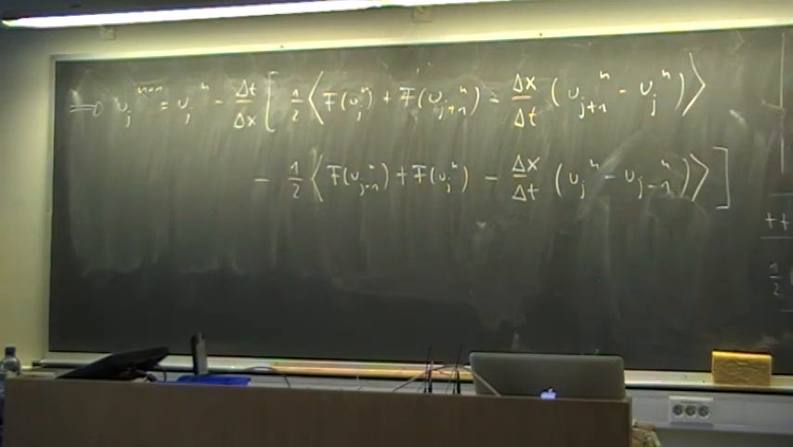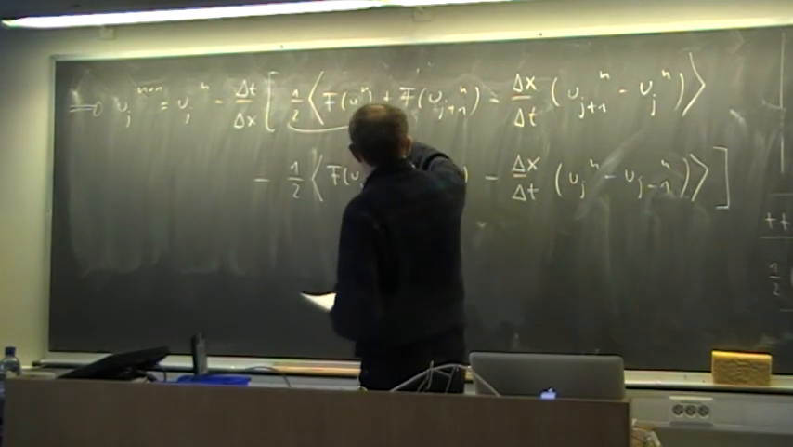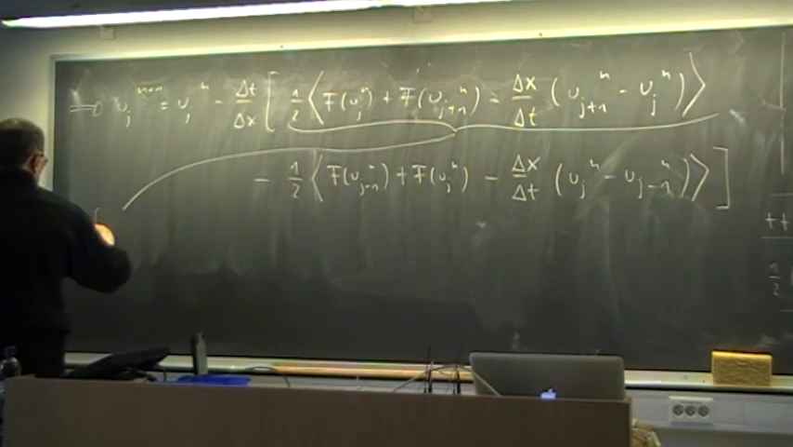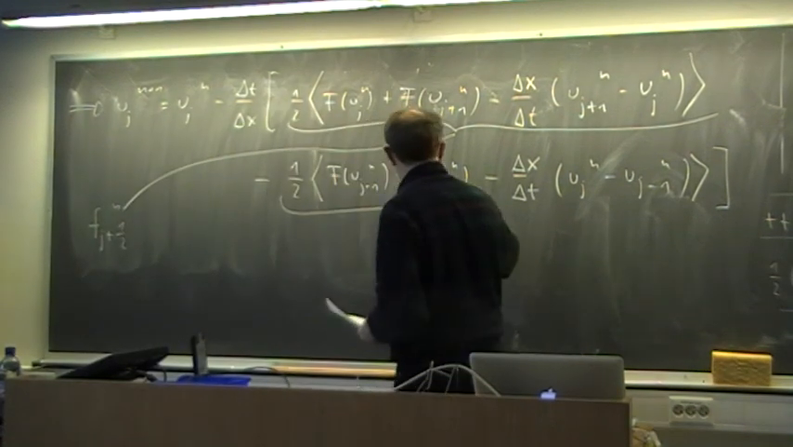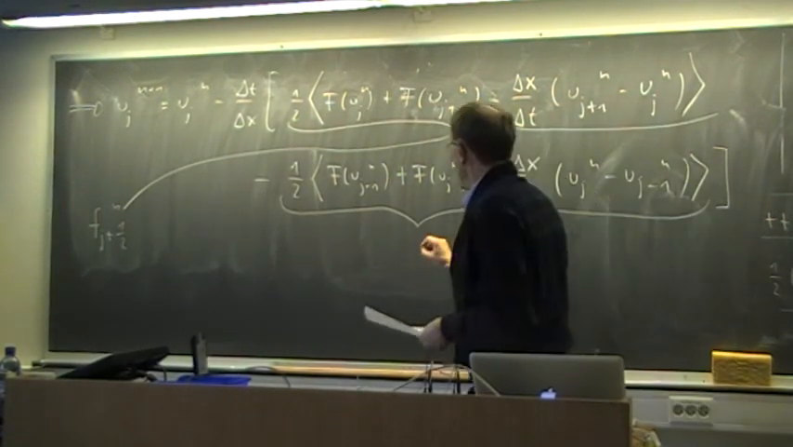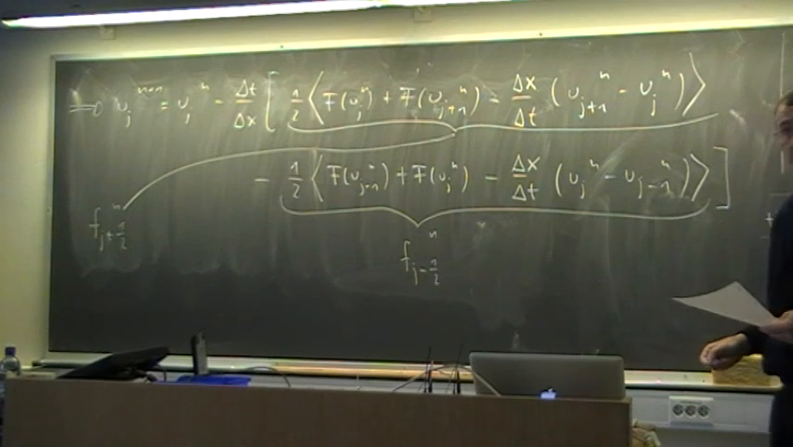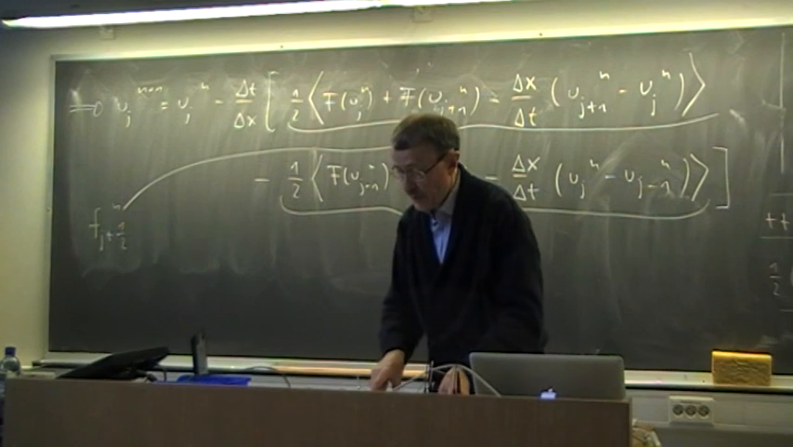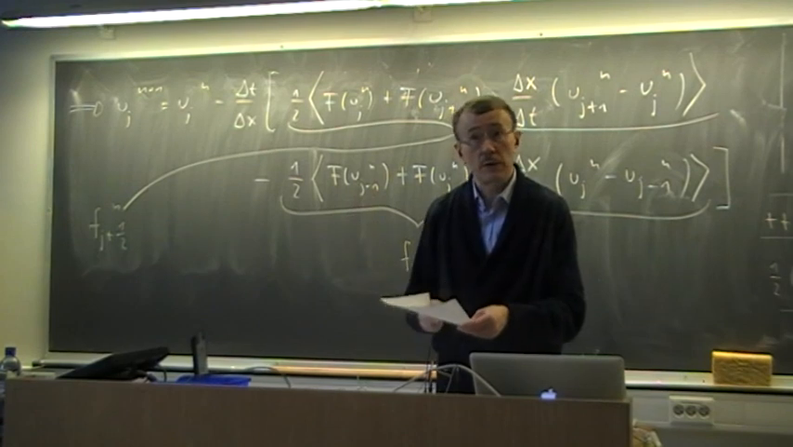So this is another form of writing the Lax-Friedrichs method. And then you see that this here will correspond to the f_(j+1/2)^n, and what we have here will correspond to the f_(j-1/2). And then we have our numerical fluxes for the Lax-Friedrichs method. Okay, I think we stop here and we write that down after the break.